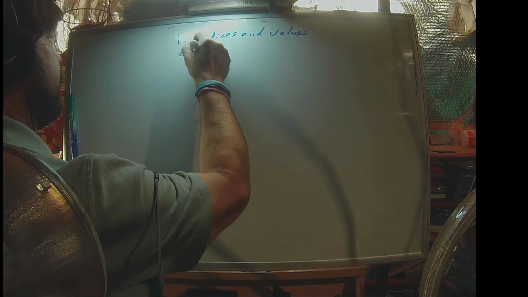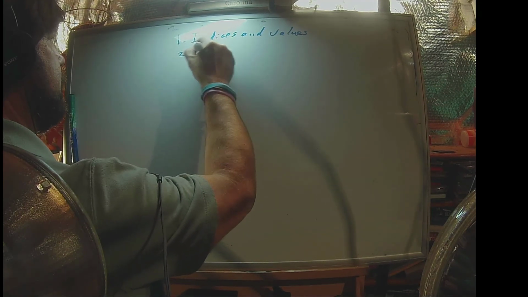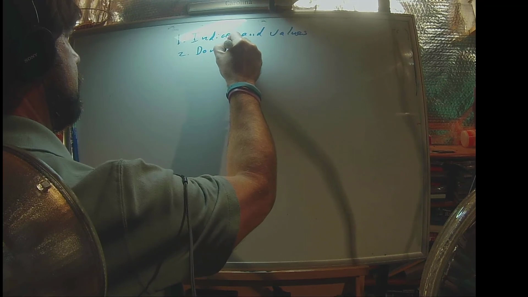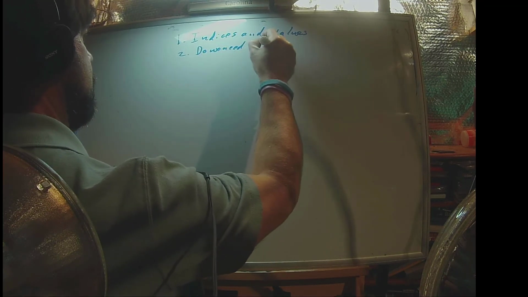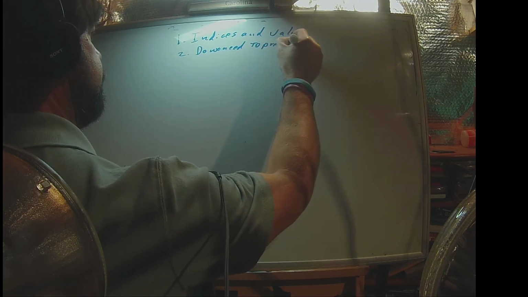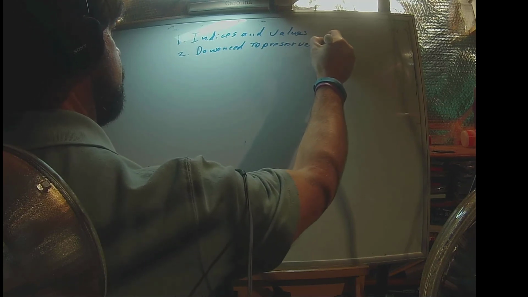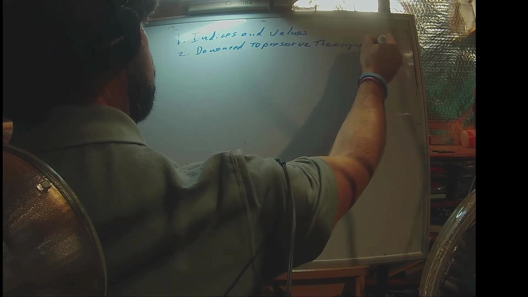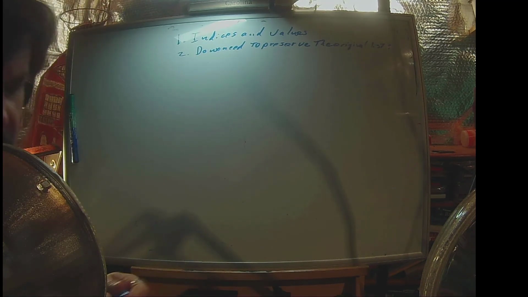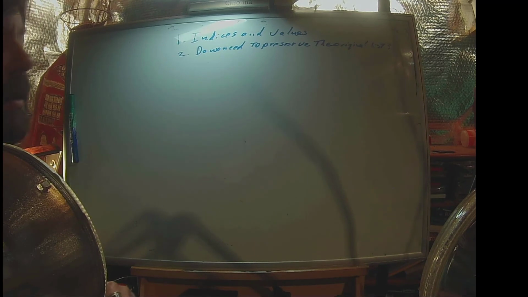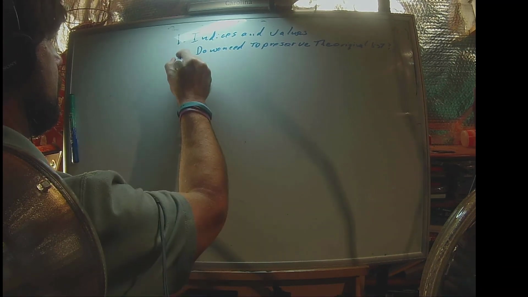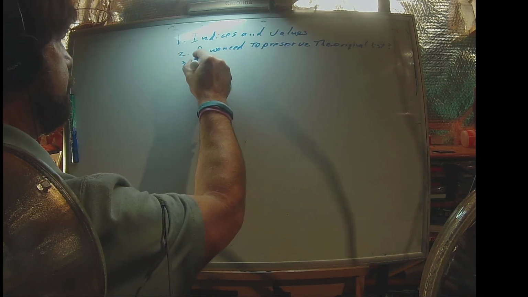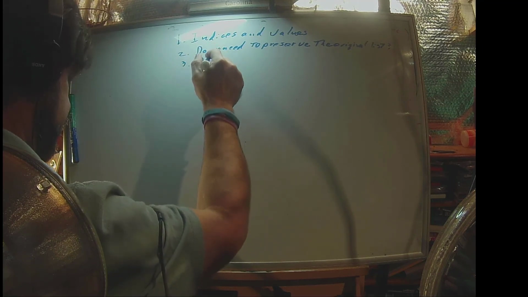2, do we need to preserve the original list? Right? Does that need to be part of our algorithm, preservation of the original list? 3, does the list have duplicates, or is the list allowed to have duplicates?